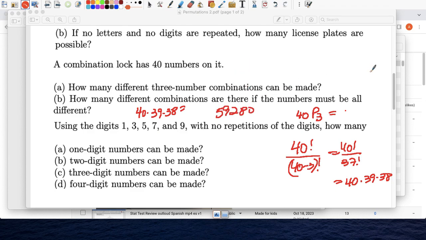And that gives me 59,280. I'm going to hold off on A, because B is where the numbers have to all be different. How many different three-number combinations? But this one could be where they can be repeated, so I'm going to say 40 times 40 times 40, or 40 to the third power. Put a question mark there.